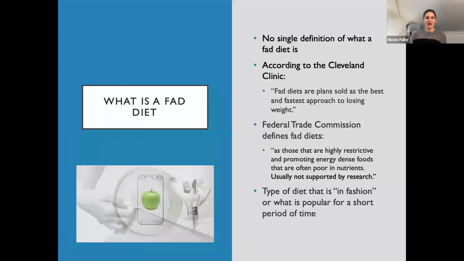Now, when I think of a fad diet, I think of something that's in fashion, something that's popular, and it's usually popular for a short period of time. And although we're only going to be talking about a few fad diets, you'll see that sometimes a fad diet will be called something years ago, and maybe some things will change, but it'll be called something else down the road.